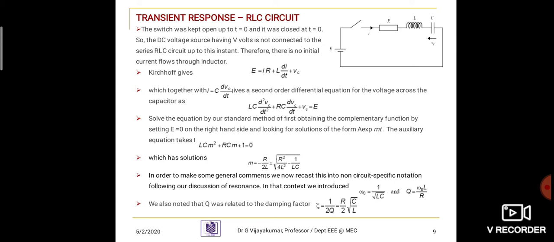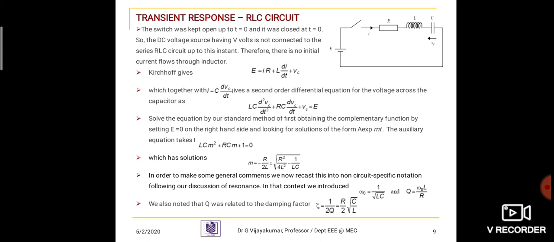So, applying Kirchhoff's law after the switch is closed. Second consideration, at time t is equal to 0, the switch was closed. Then write the Kirchhoff voltage law correspondingly. In the previous case I assumed V here. For your representation, I am just representing it as E. Some of the books represent the voltage source as V and as well as E. Kirchhoff gives E is equal to I into R plus L into di by dt plus Vc, which together with I is equal to C into dVc by dt.